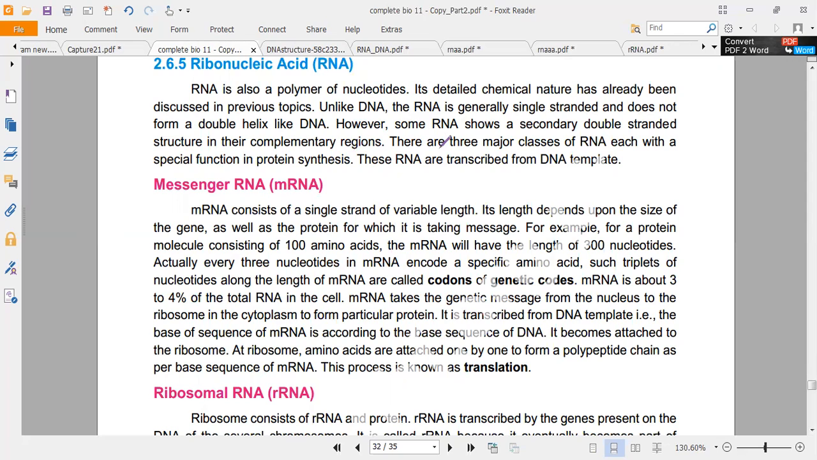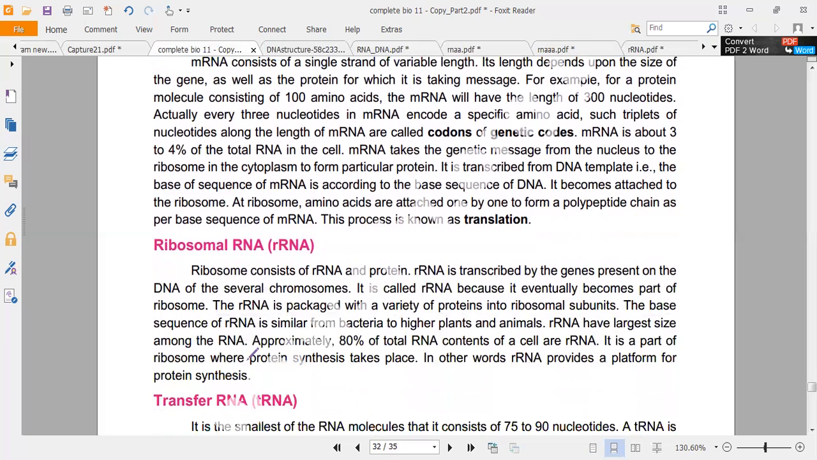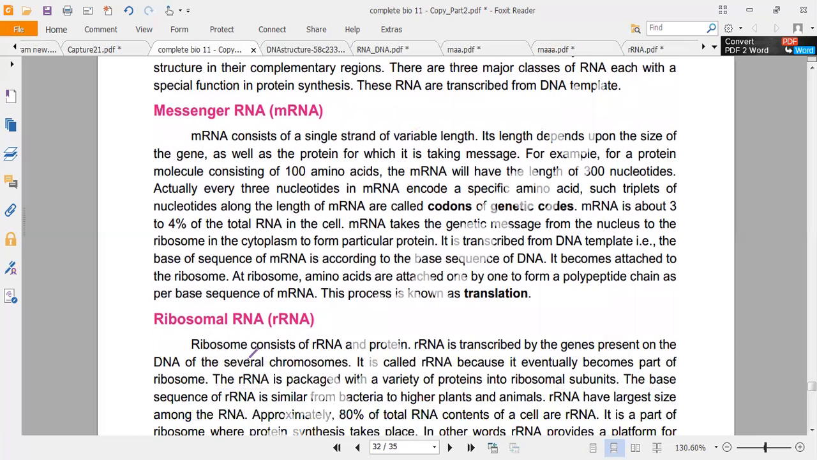RNA shows a secondary double-stranded structure somewhere, as I told you in the last diagram. It has three major classes or types. These are called messenger RNA, ribosomal RNA, and transfer RNA, named as mRNA, rRNA, and tRNA.